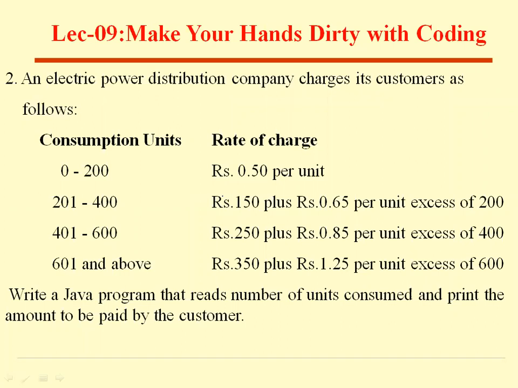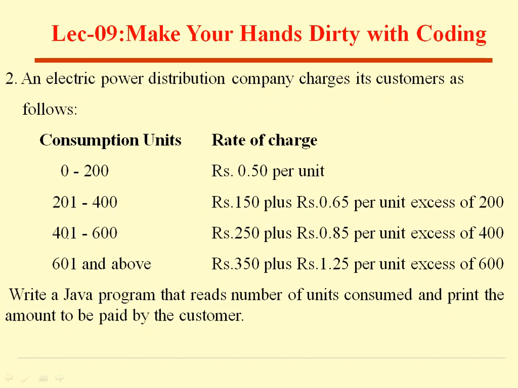An electric power distribution company charges its customers as follows. Number of units consumed 0 to 200, this is the rate of charge, 50 paise per unit. And if the number of units are between 200 and 400, this is rupees 150 plus 65 paise per unit excess of 200.